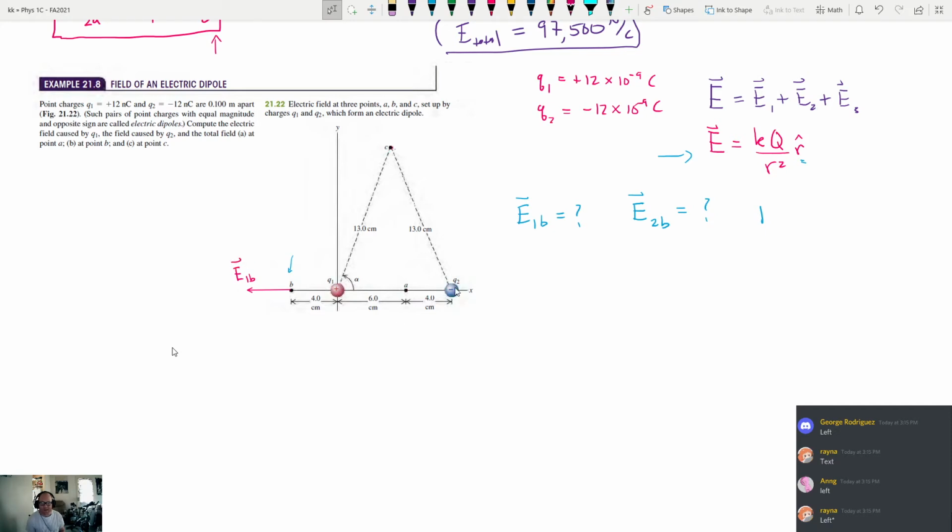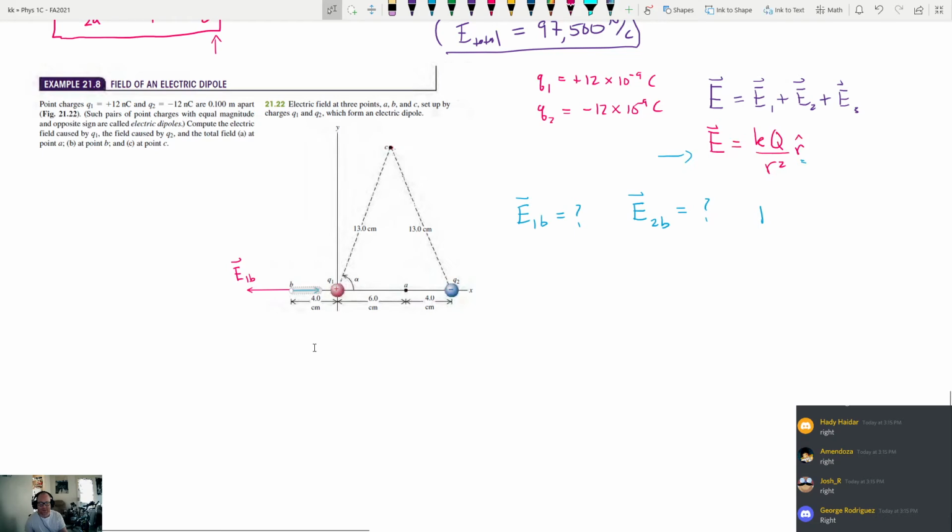All right, for the negative charge, I'm going to draw a vector in here for that one. What's the direction of the electric field due to the negative charge at point B? This one's going to go to the right. Because, as someone pointed out in the chat, if I were to place a positive test charge right here, it would be attracted to the negative charge. So we draw a line like this.